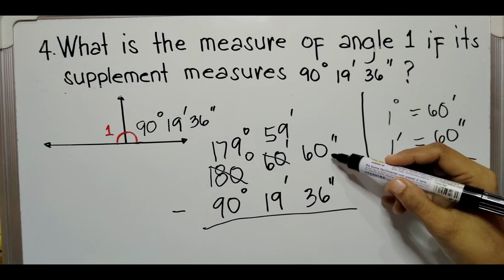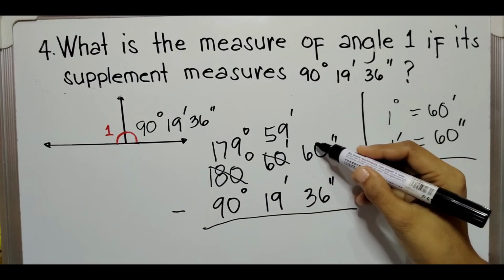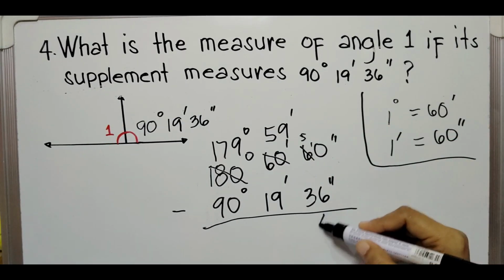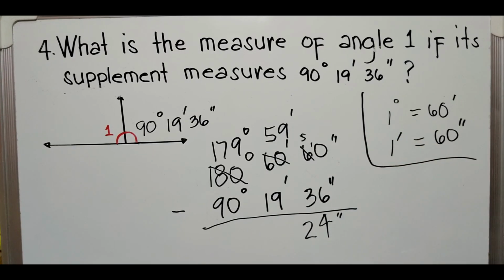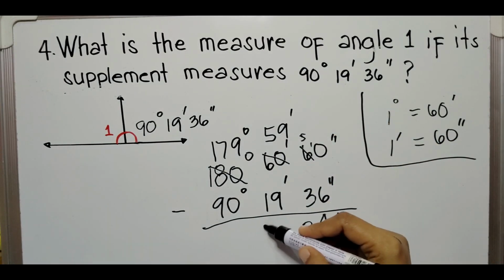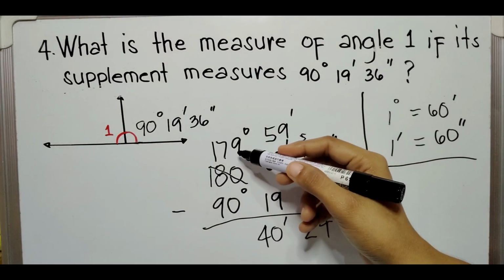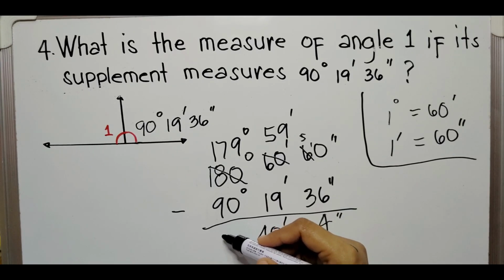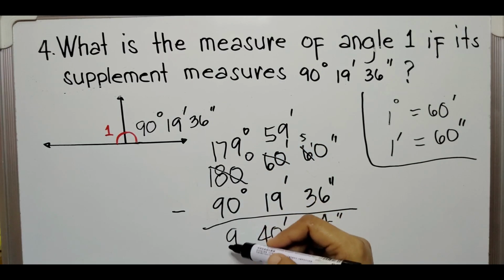60 seconds minus 36 seconds is, here 10 minus 6 is 4, 5 minus 3 is 2. So we have 24 seconds. So 59 minus 19 is 40 minutes. And 179 minus 90 degrees is 89. So 9 minus 0 is 9, 17 minus 9 is 8.